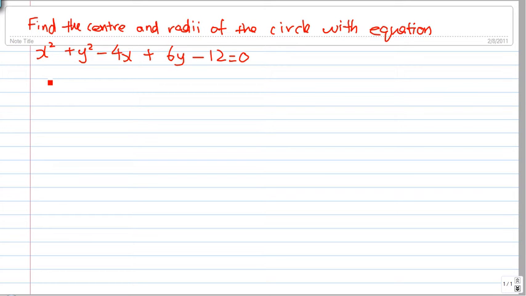Okay, we're going to do another question on circles. Find the center and radius of the circle with equation x squared plus y squared minus 4x plus 6y minus 12 equals 0.